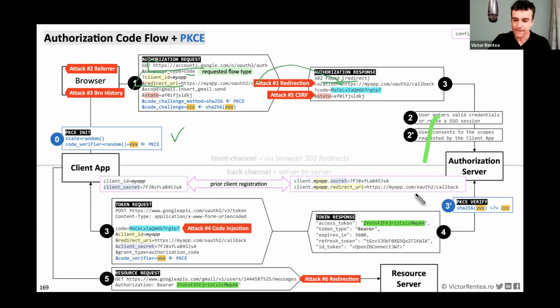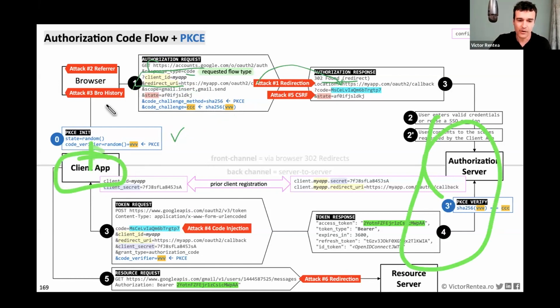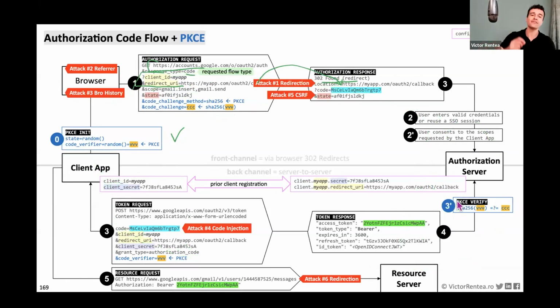So technically, when the server over here receives the request, it is sure that the client app is the one who sends the first and the second request. It links the two together.